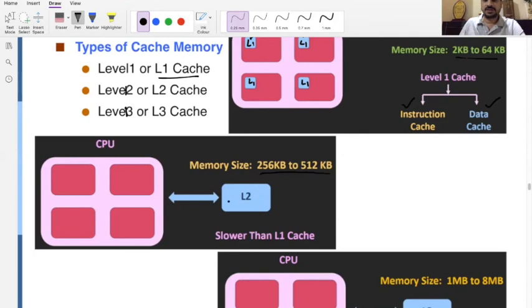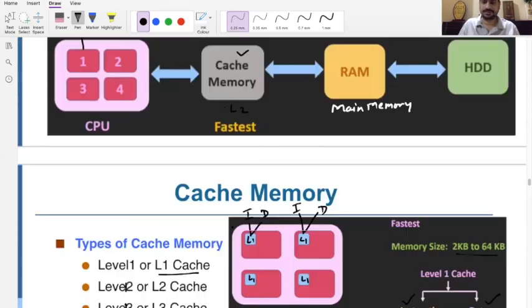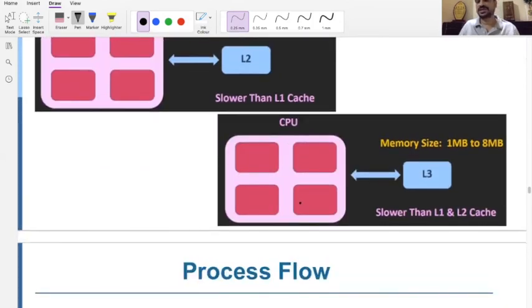So this is your L2 cache, which is outside the CPU. It is slower than L1 cache. Then we have L3 cache. L3 cache is again slower than L1 and L2, and the size is 1 MB to 8 MB. But let me remind you, L3 is slower, but it is still faster than RAM, or the main memory.